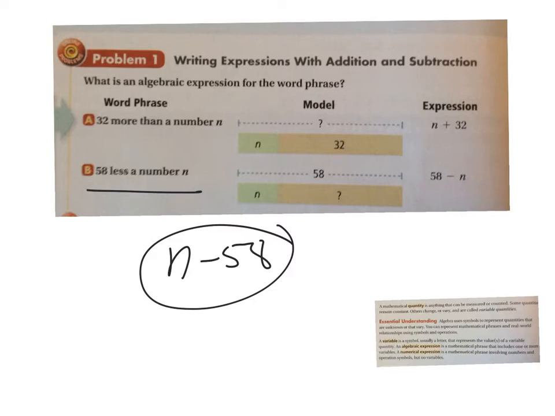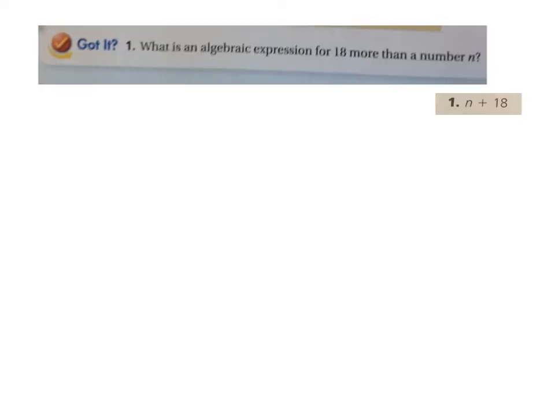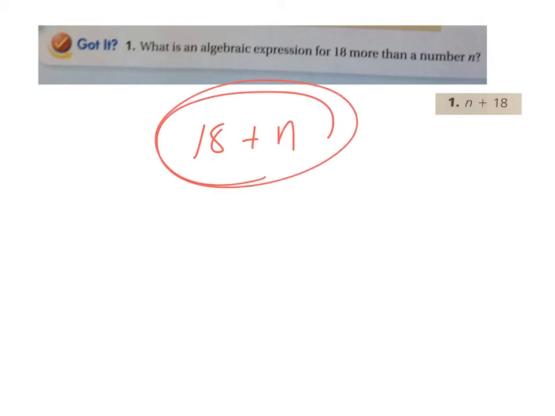Okay. So we're going to write an expression for 18 more than a number n. So that's n plus 18. Now please do note you also could obviously have 18 plus n here because we know that addition is both commutative and associative. So we can commute it and move it all around all we want. So that's what we're looking for there.